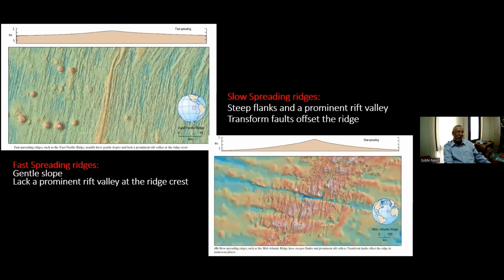At the same time, ophiolites are formed either on fast spreading ridges like the Pacific Ocean, and these ridges are characterized by gentle slopes, and they lack a prominent rift valley at the ridge crest. In comparison to slow spreading ridges, we have a steep flank and a prominent rift valley. Besides, we have many transform faults which offset the ridges.